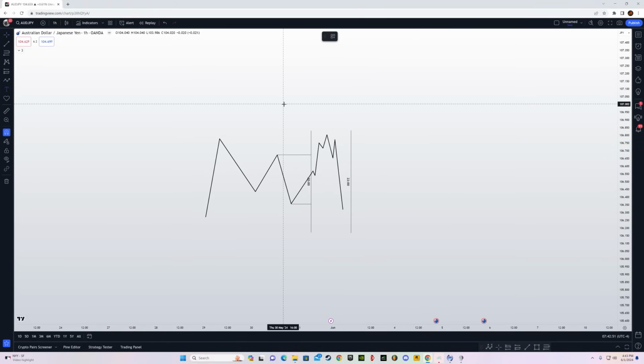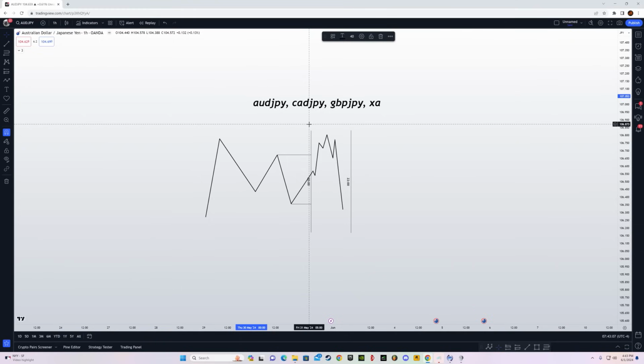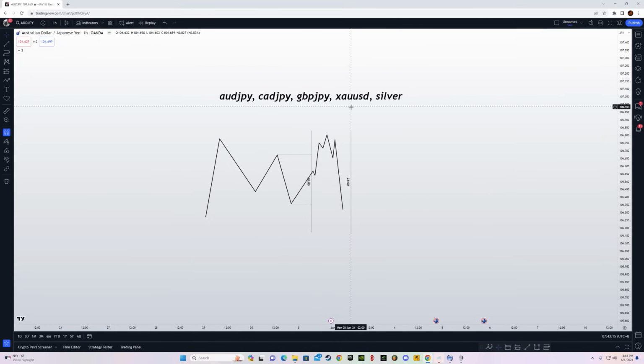Now, it doesn't work with all pairs. So I'm going to give you the pairs that it actually works with, okay? The number one is AUDJPY, and then the next one is CADJPY, all right? And then GBPJPY, and my most favorite to use it with is gold. You can also use it with silver, okay? These are the pairs that you should be trading with this model. If you are a Forex trader, please use these pairs. And if you trade gold or silver, you trade this strategy as well, okay?